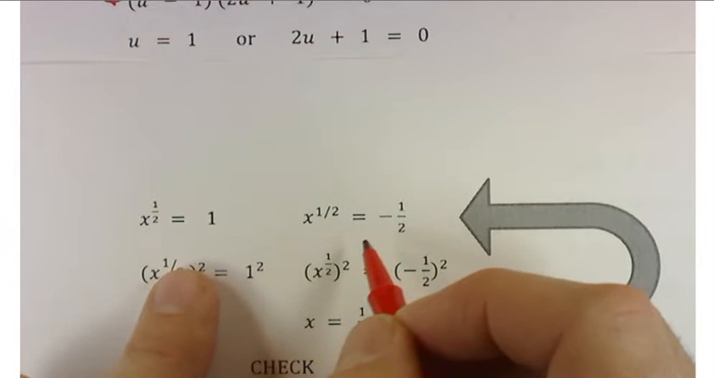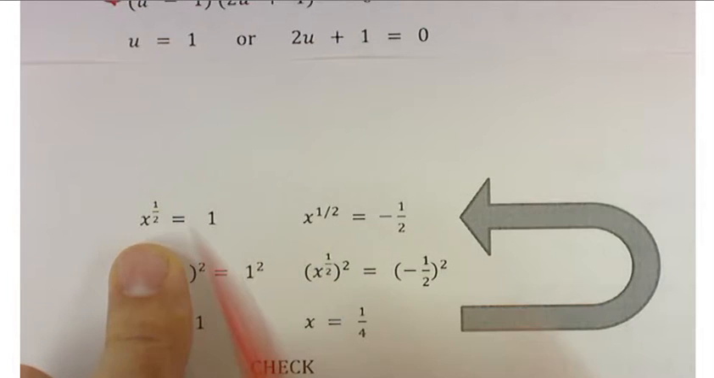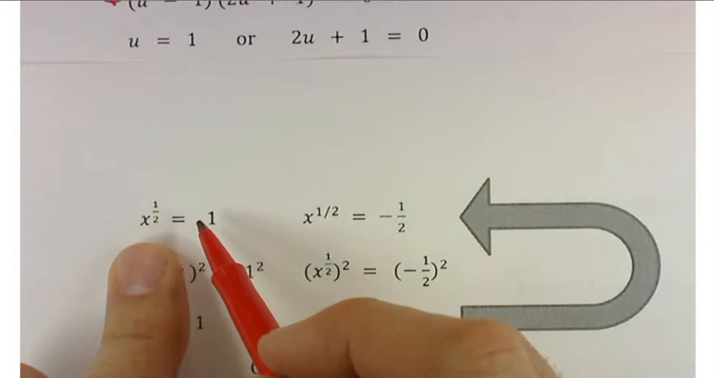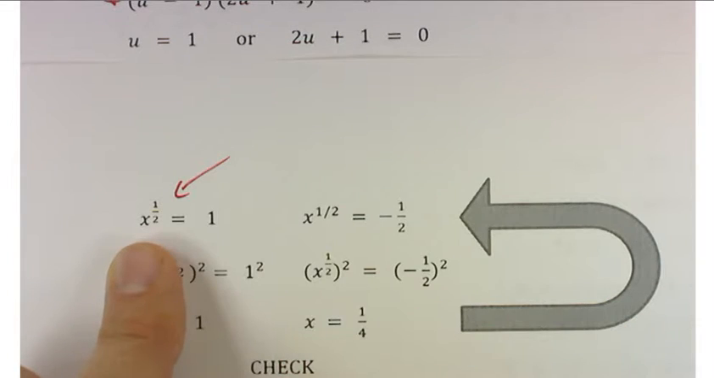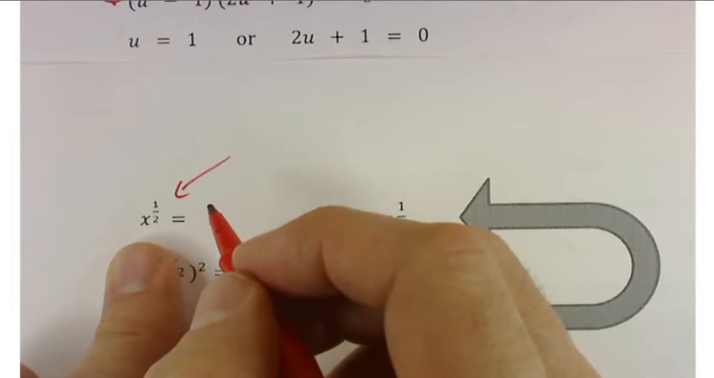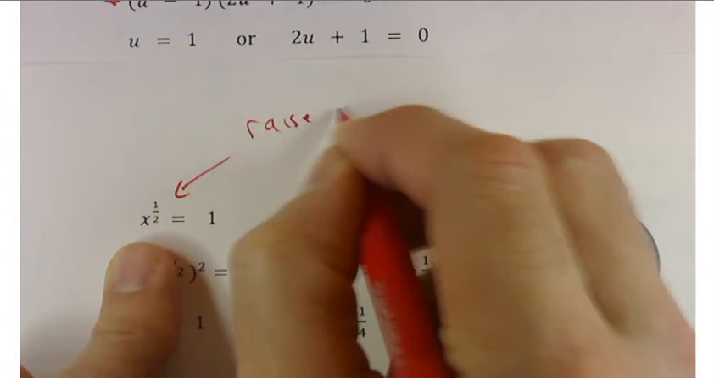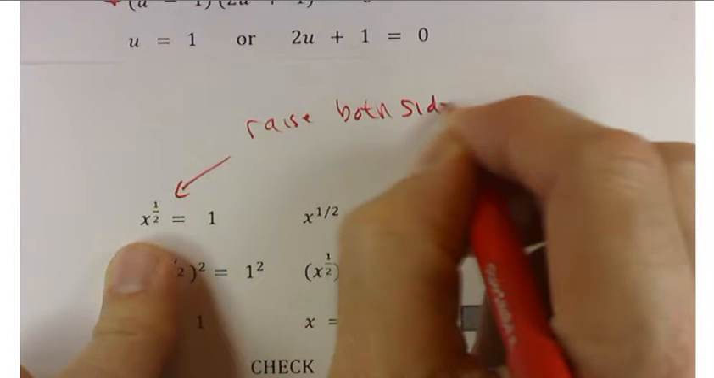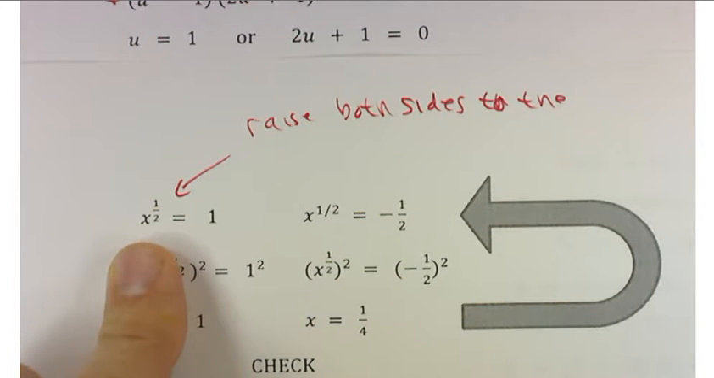Now there's a trick here in terms of solving. There's a couple ways you can think of this. You could think of this as being the square root of x equals 1. But I like thinking of it this way: x to the 1/2 equals 1. The trick to solving these things, and we're going to use it in the very next problem, is to raise both sides to the reciprocal power of the exponent.